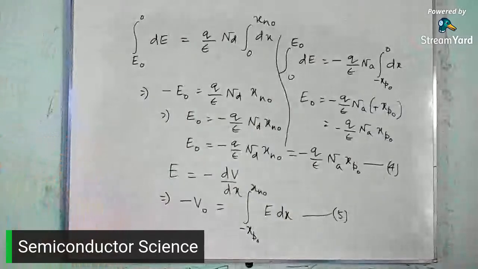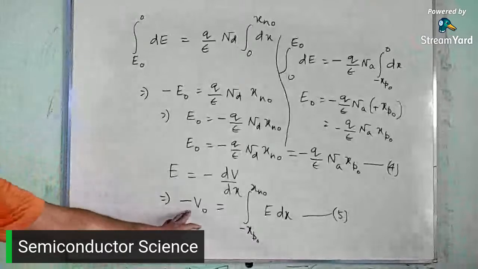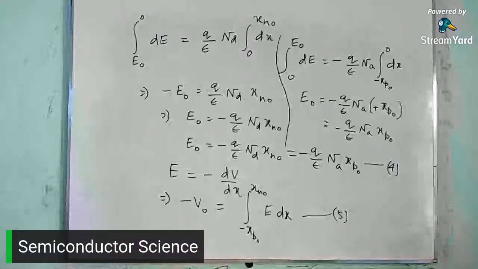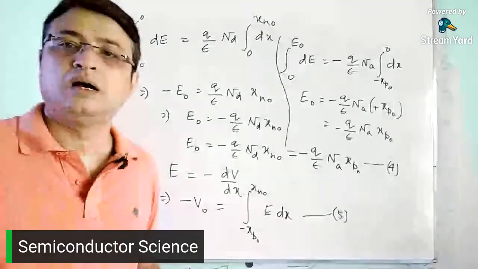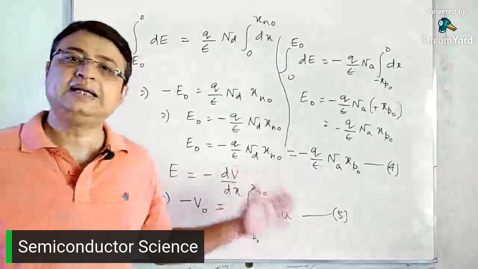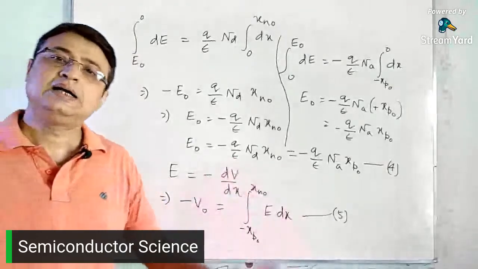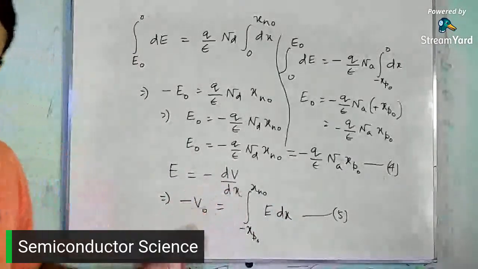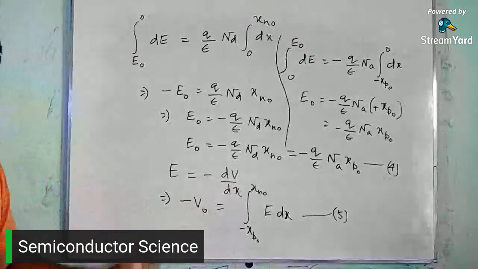So that is the negative of the contact potential, that is minus V0. The negative of the contact potential is simply the area under the E versus x triangle, which I actually removed here. So that is the area under the triangle E versus x, and from the area of the triangle we actually get the negative of the contact potential, that is minus V0.